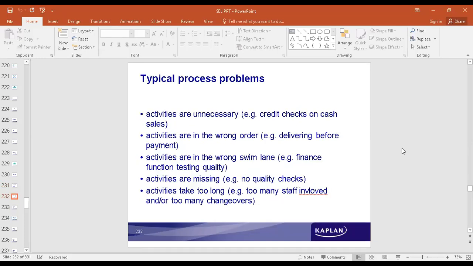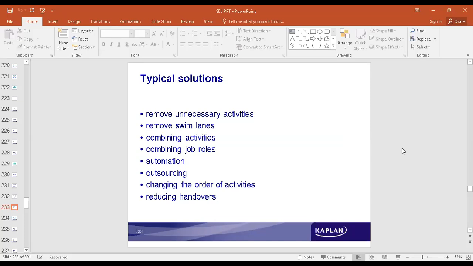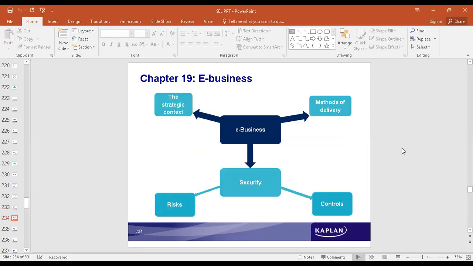Then what could be typical process problems? When unnecessary non-value added activities are there, those can be eliminated. There are certain terms that are used. Activities are unnecessary, they are in the wrong order, they are in the wrong swim lane. Activities that are missing should be put in place. Then activities take too long. So tackle those things with appropriate solutions about how to address those non-value added activities.